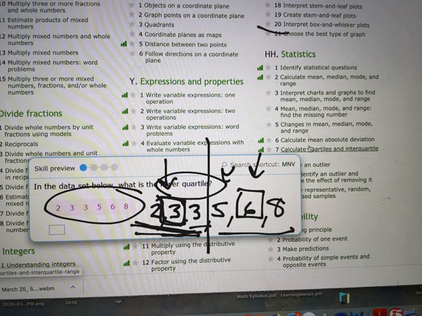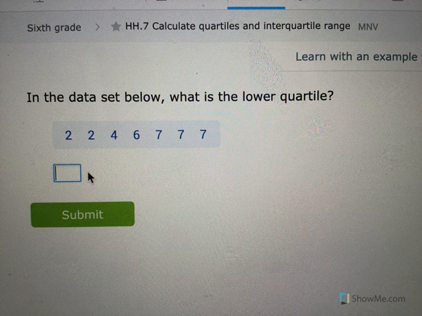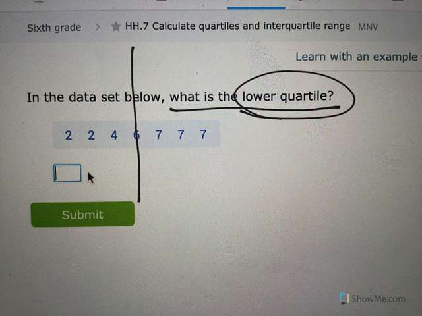I'll give you another example. Again, in the data set, what is the lower quartile? Right away, we know we have to split our data into two parts, between the upper and the lower. I'm going to split it right down the middle, right there. He wants our lower quartile, so what number is in the middle right there? That's pretty easy. That's a 2. If the question was what is the upper quartile, that's pretty easy too. It would be a 7.